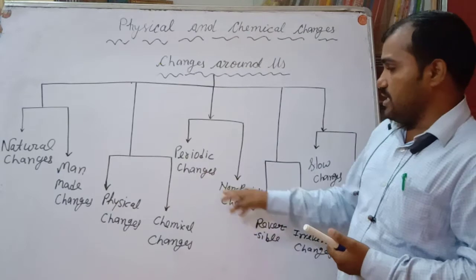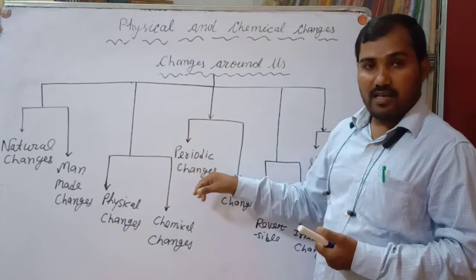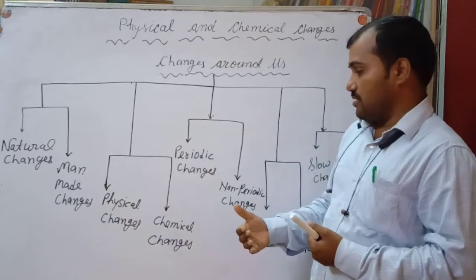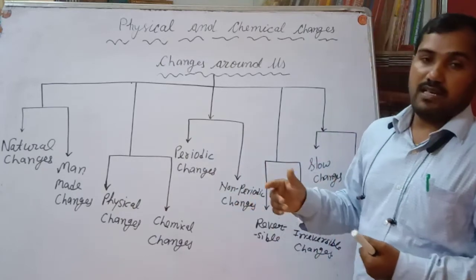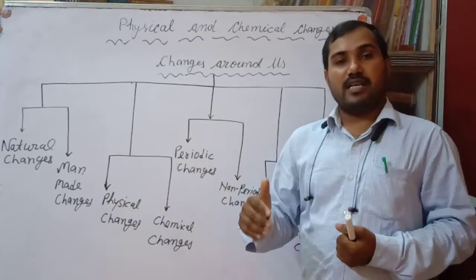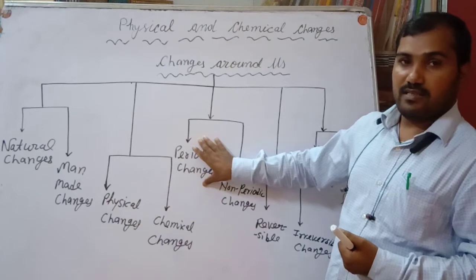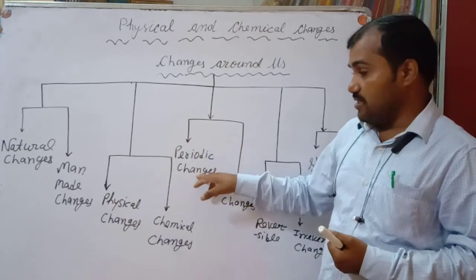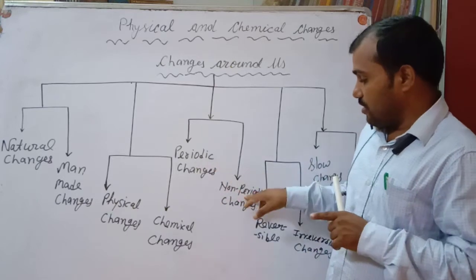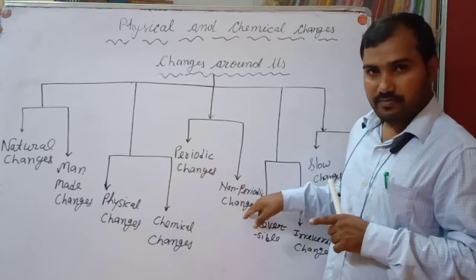So, non-periodic changes, periodic changes. Once again: periodic changes occur at a certain interval of time, but non-periodic changes will not take place at a certain interval of time. For example, change in weather is non-periodic. Change in season, periodic changes. Volcano eruptions, non-periodic. Okay, my dear?